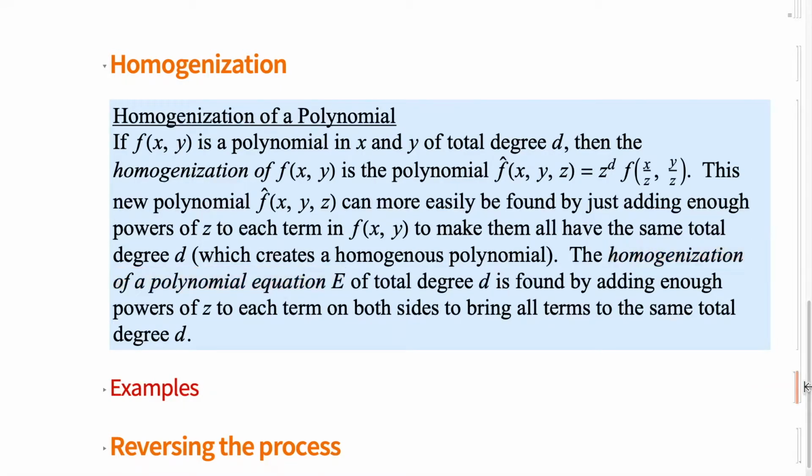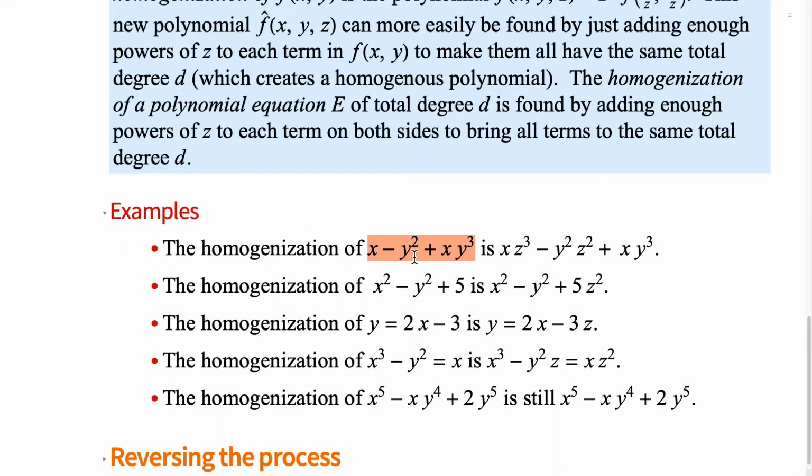Now, just some examples of this. If we start with x minus y squared plus xy cubed, that's degree 1, degree 2, degree 4. So you want to add enough powers of z to each term to bring them up to total degree 4. Well, we're missing 3 here, 2 here, and none here. So we'll homogenize that as xz cubed, because that now has degree 4, minus y squared z squared, that has degree 4, and then xy cubed, that has degree 4. So this polynomial is now homogeneous, and that's the homogenization of the polynomial here.